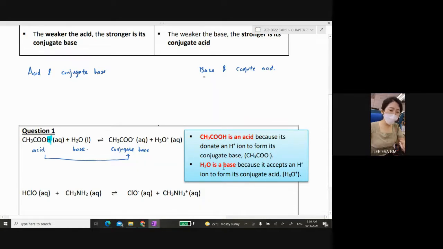Whereas in this case, H2O behaves as a base as it can accept a proton. So bila H2O dia accept proton, it becomes H3O plus. Remember, hydrogen has a positive charge. So H2O plus H plus becomes H3O plus. So a base, after accepting a proton, produces a conjugate acid. So dia adalah satu pasangan.